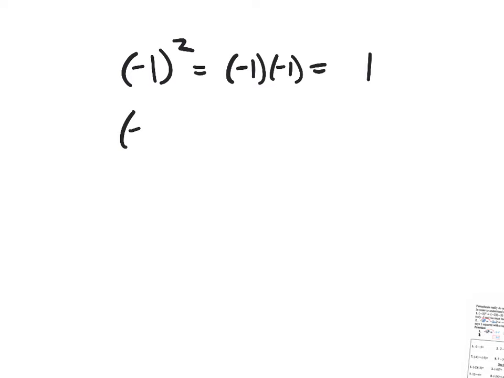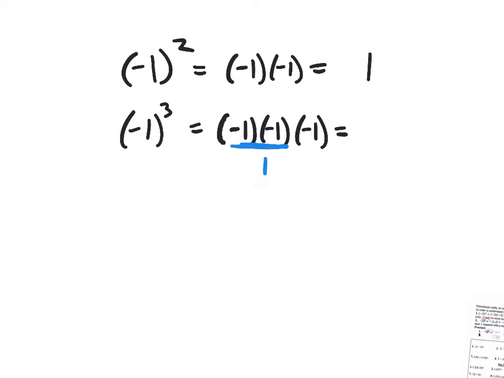Now, what happens if it becomes negative 1 to the third power? Well, you have negative 1 times negative 1 times negative 1, 3 times, all with parentheses, all with the negative included. And of course, you could solve it how you like. You could do one at a time, or you could group them. This is positive 1, and then positive 1 times that negative 1. You end up with a negative 1 as an answer.